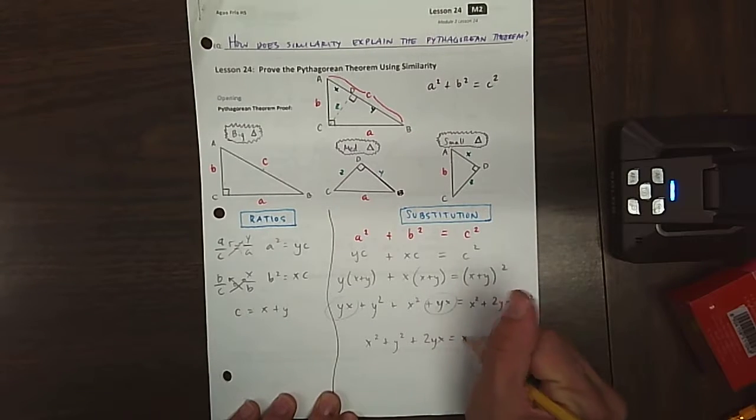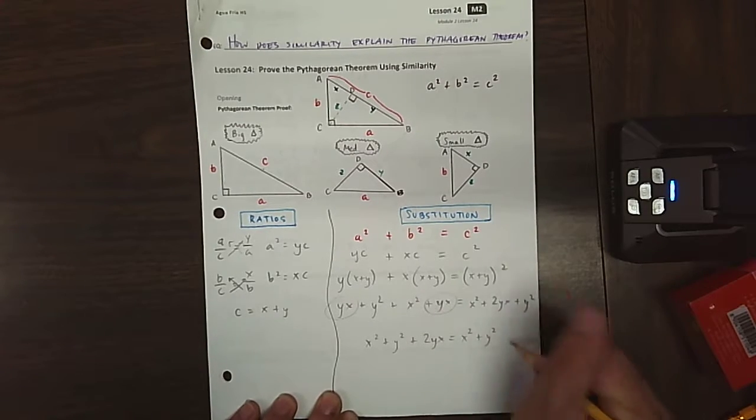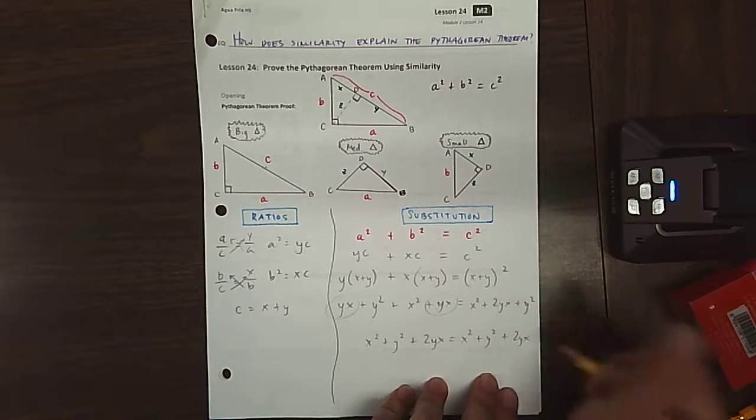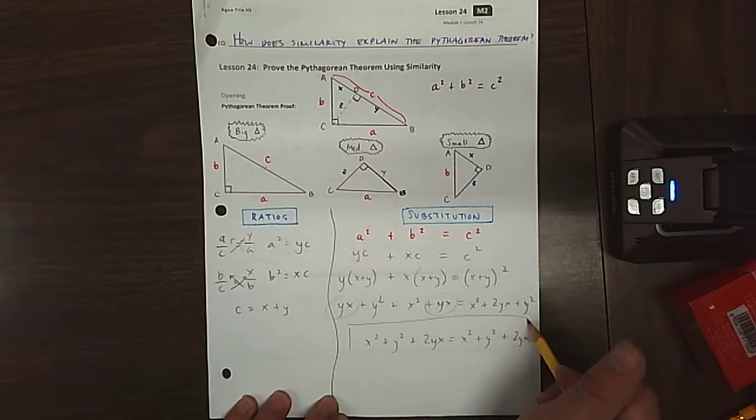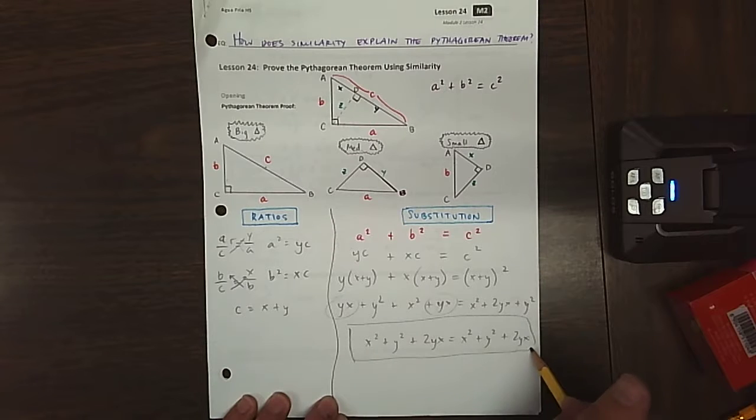And that's exactly what you have on the right side. I just rearranged it a little bit, 2yx. So with that as our conclusion, that's a second way you can prove that the Pythagorean theorem is true, this time just using substitution and similarity.